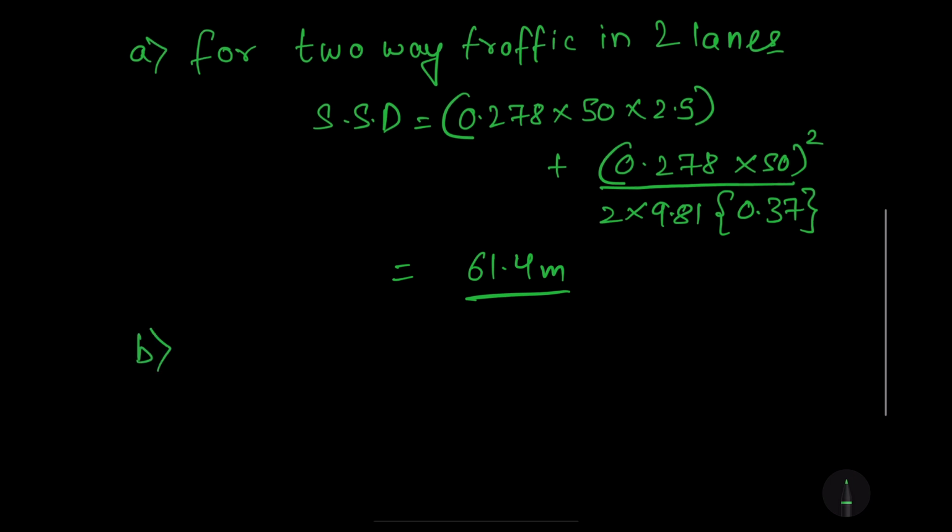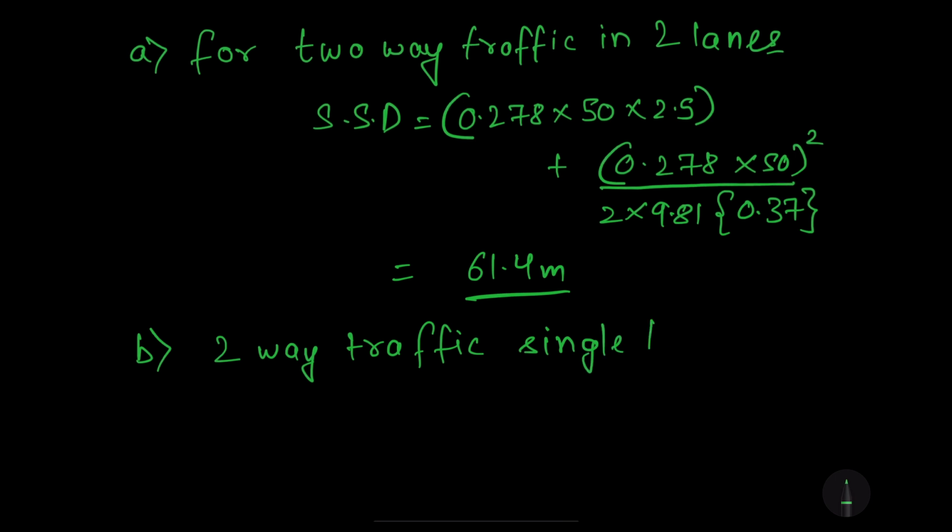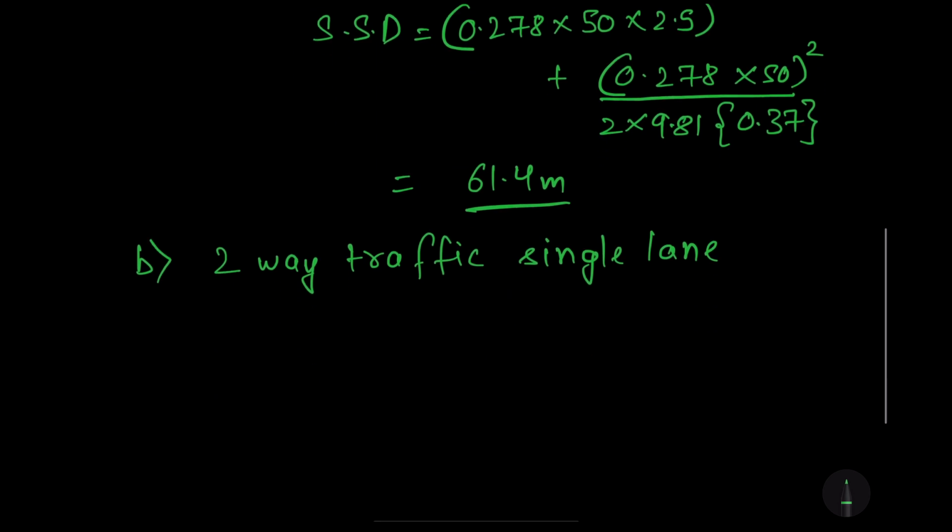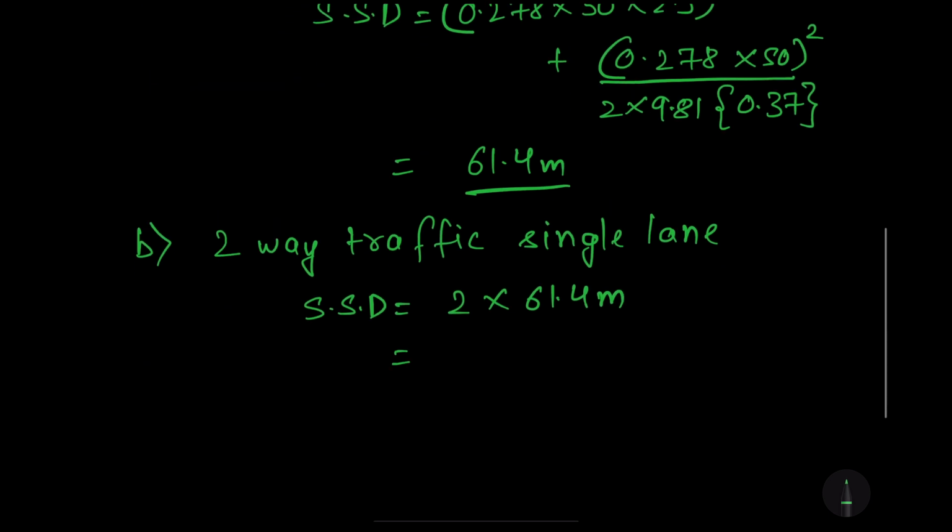Next, let's do it for two-way traffic with a single lane. When there is a single lane, the distance required for stopping the vehicle would be doubled. The reason is that the vehicle would be coming from one direction and another from the other direction, and both vehicles will have to stop at the same point. So SSD is equal to 2 into 61.4 meters, as the SSD has already been calculated before. It will come out to be 122.8 meters.